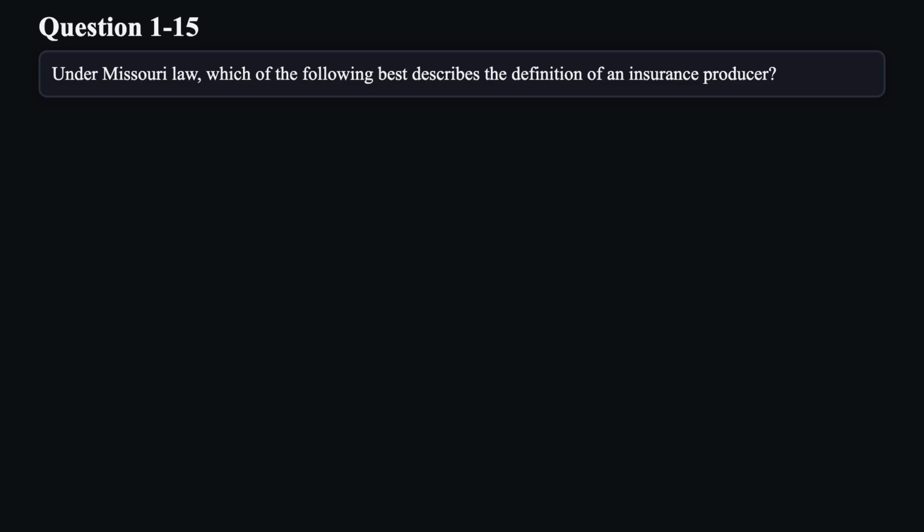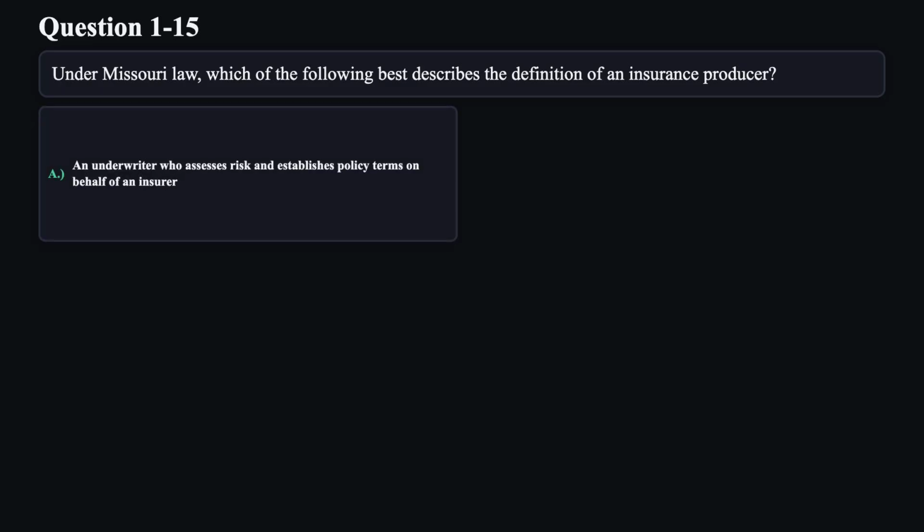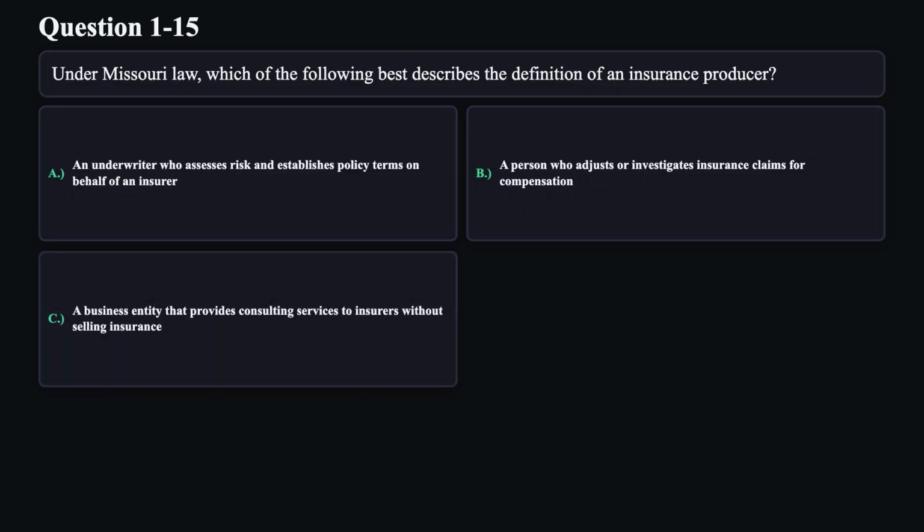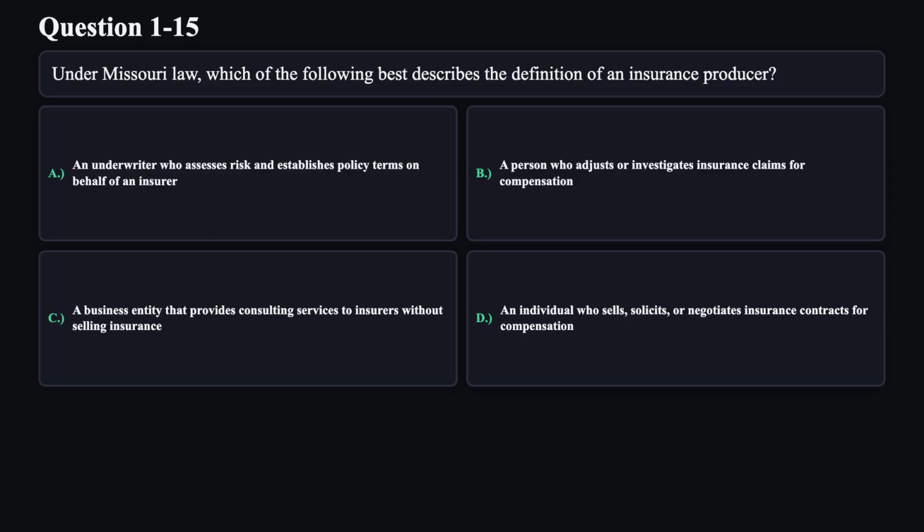Question 15. Under Missouri law, which of the following best describes the definition of an insurance producer? A. An underwriter who assesses risk and establishes policy terms on behalf of an insurer. B. A person who adjusts or investigates insurance claims for compensation. C. A business entity that provides consulting services to insurers without selling insurance. D. An individual who sells, solicits, or negotiates insurance contracts for compensation.